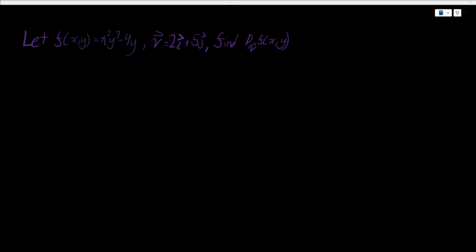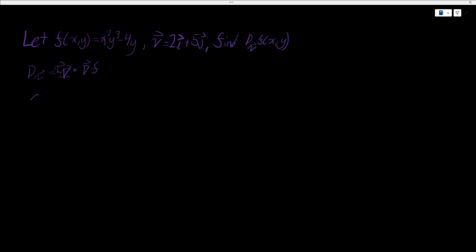Let f(x, y) equal x squared y cubed minus 4y. Let the vector function v equal 2i plus 5j. Find the directional derivative of f(x, y). The directional derivative is going to be equal to the unit vector of v dotted with the gradient of f.